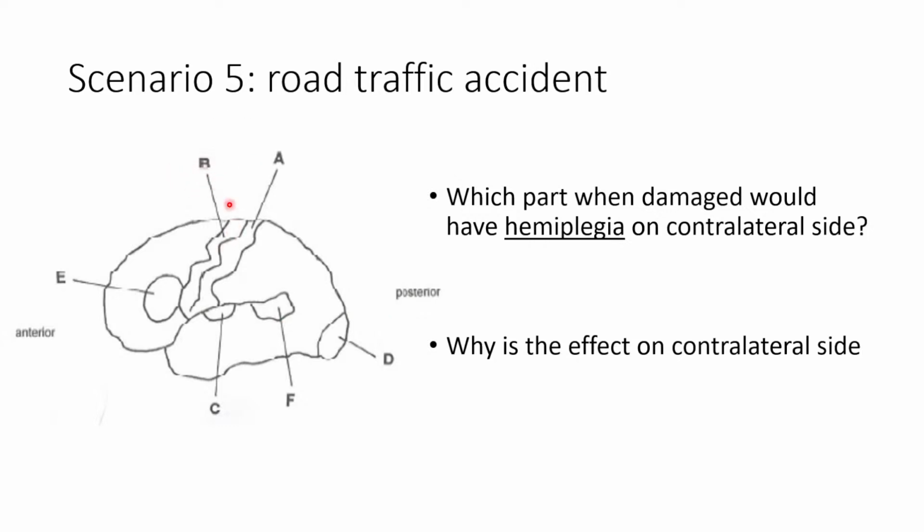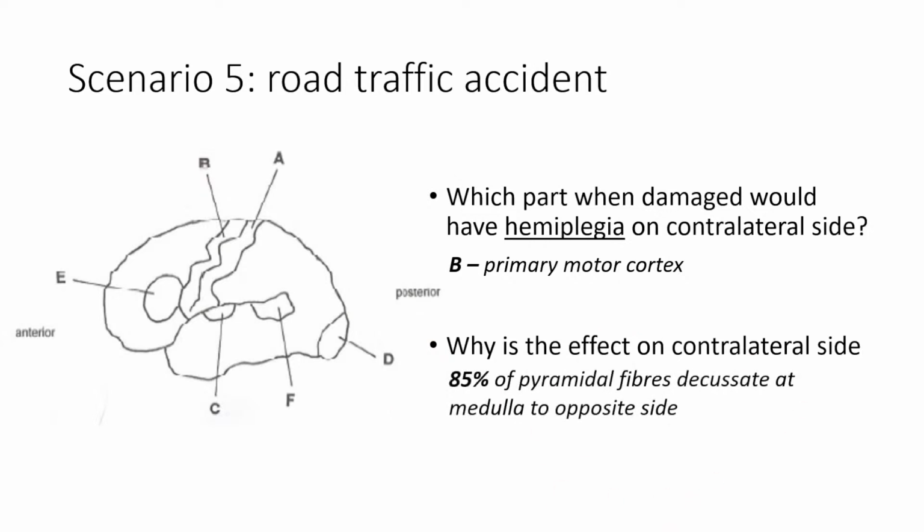So if there's damage in B, which is the primary motor cortex, then we will get hemiplegia on the opposite side. That's B. And why is this effect on the contralateral side? Well, we discussed this before. It's because 85% of the pyramidal fibers decussate at the medulla to the contralateral side, the opposite side, and they supply the other side there. Therefore, that's why damage to the left side of the brain will cause right hand and right lower limb weakness.